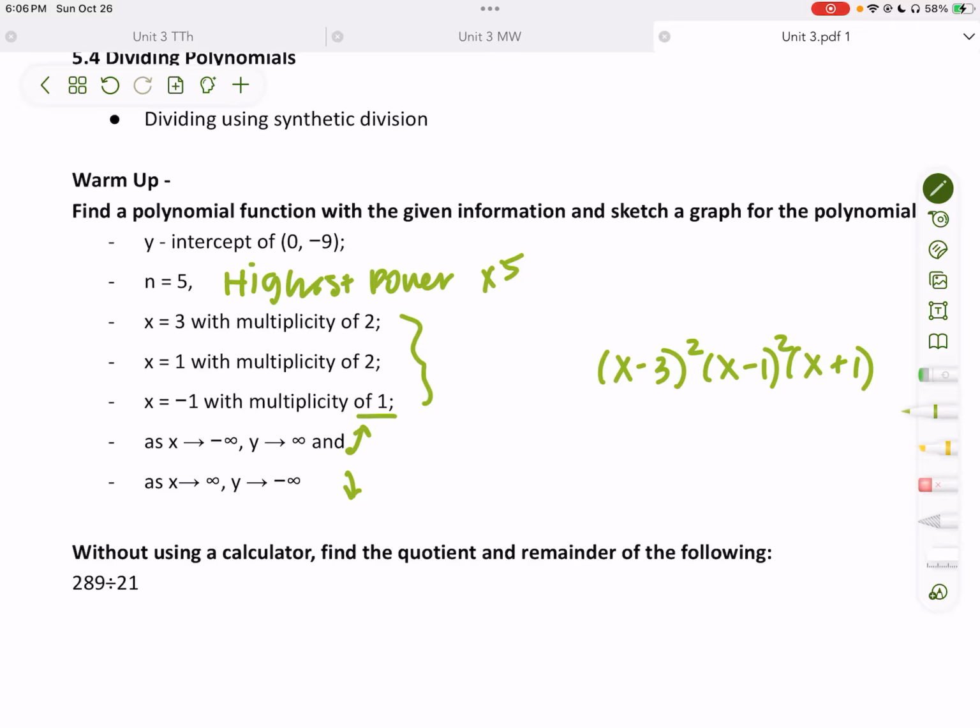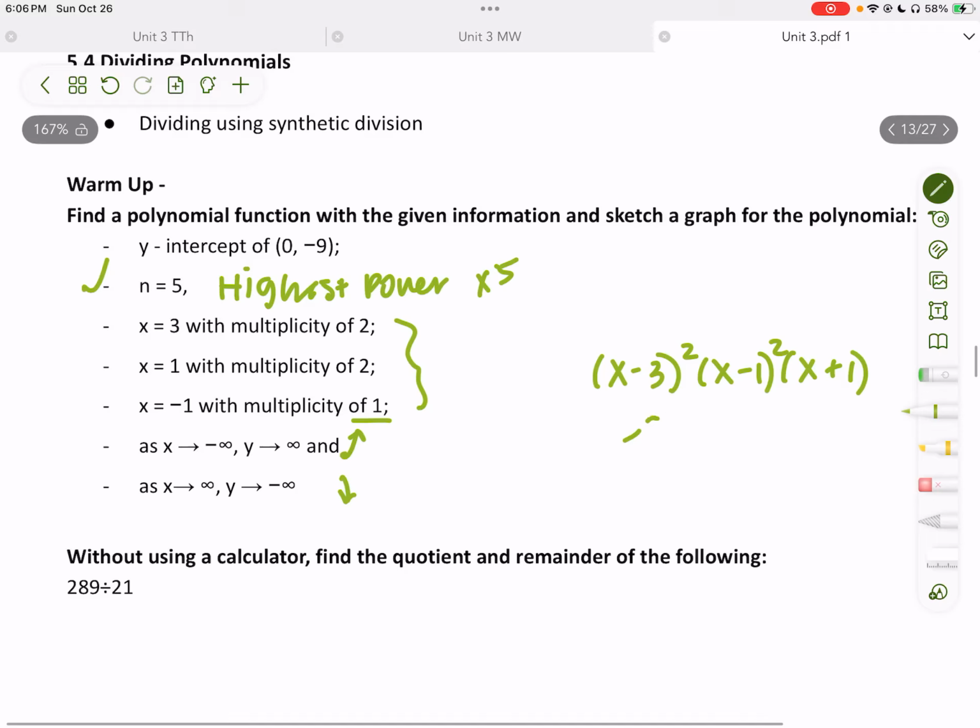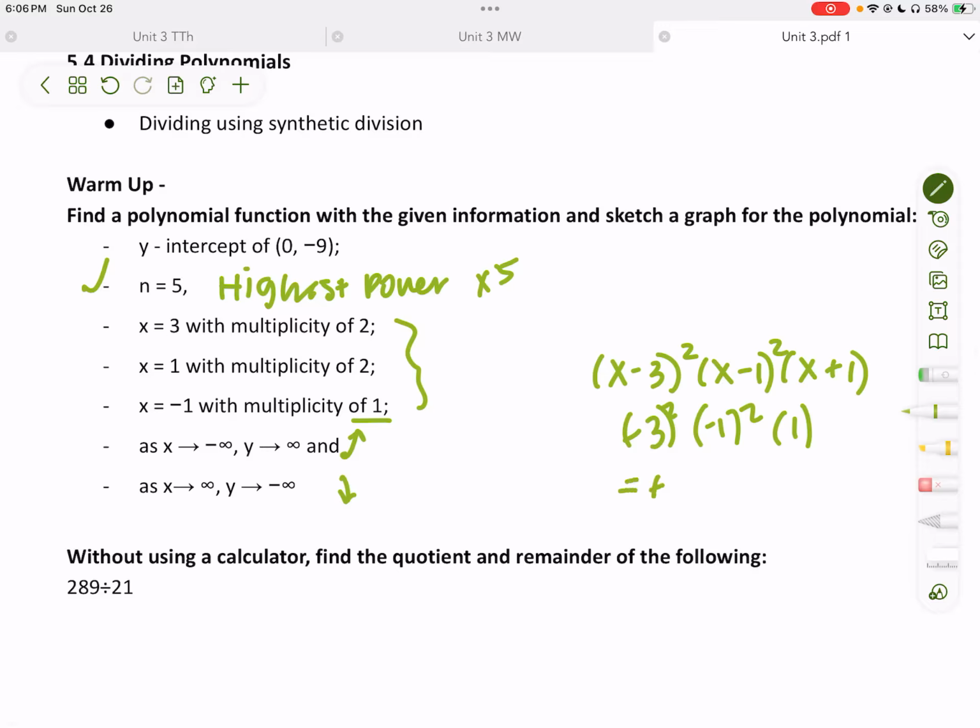Just looking at this, I do see 5 x's, so that part is done. I'm also going to quickly check and see if my y-intercept is correct. So I have -3 squared times -1 squared times 1. That's actually going to be a +9. So that tells me I should put a negative out front. So now that works. So we got all that. Now let me check my end behavior. So if my end behavior looks like this, it is a negative power of 5, which I've already taken care of with that minus out front. So there's going to be the equation for this polynomial that has been described.